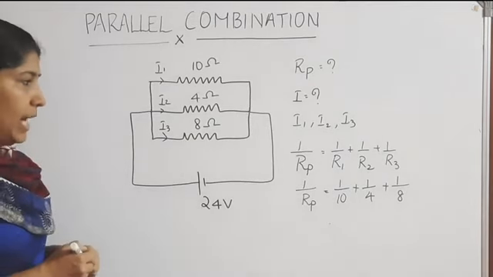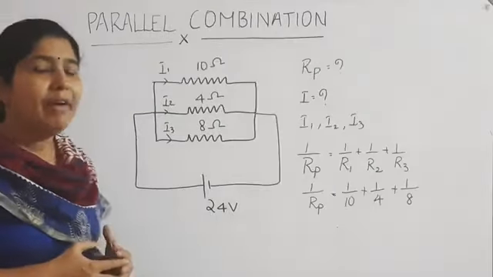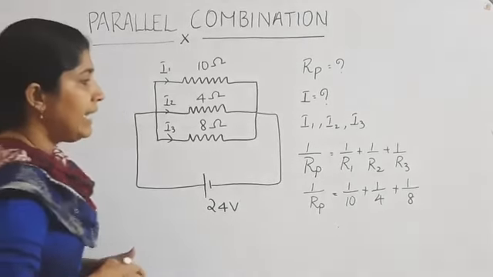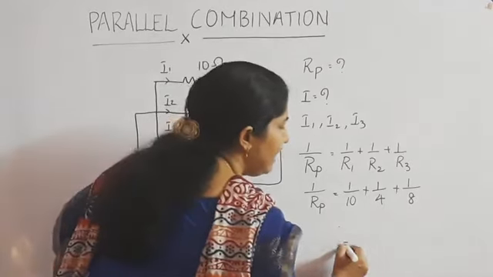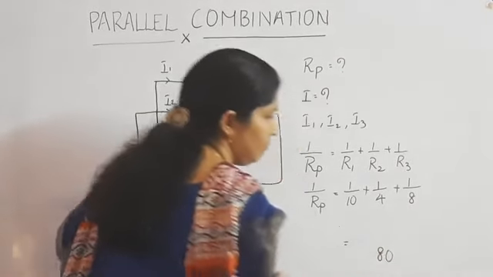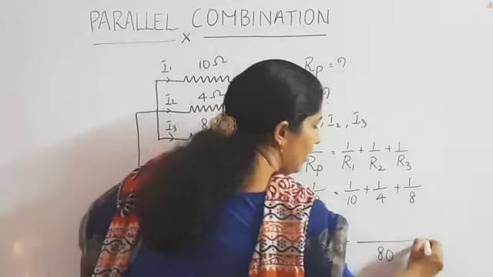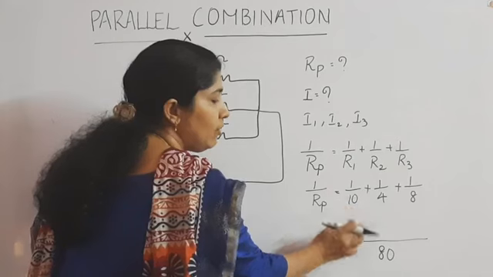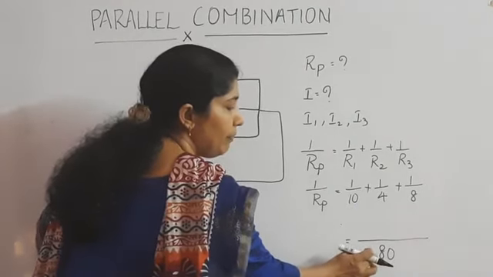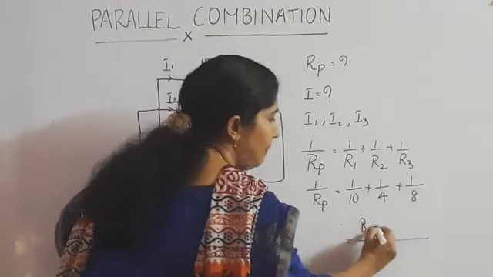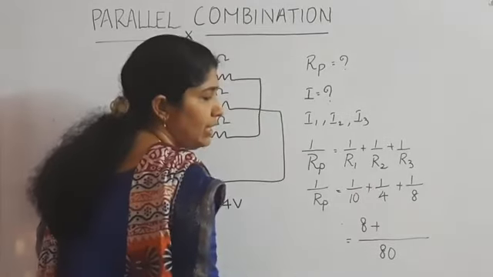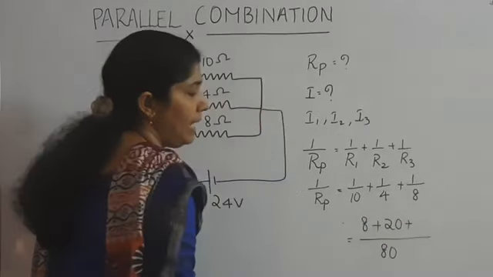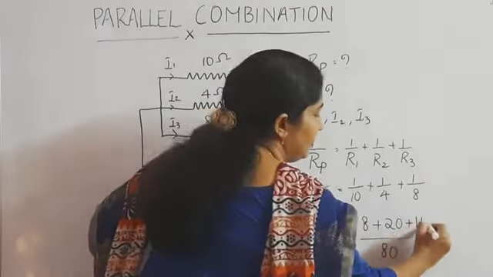Okay. Then how can we do this problem? What about the common denominator? We can take it as 80. Then 1 by 10: how many times 10 goes into 80? 8. Plus, what about here? Here it's equal to 20. Plus, here 1 by 8, it's equal to 10.